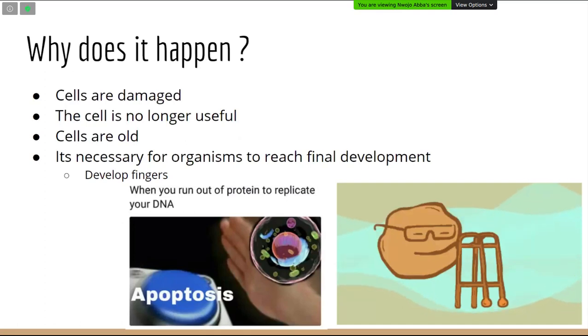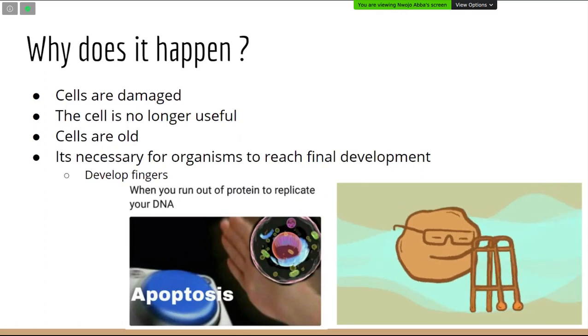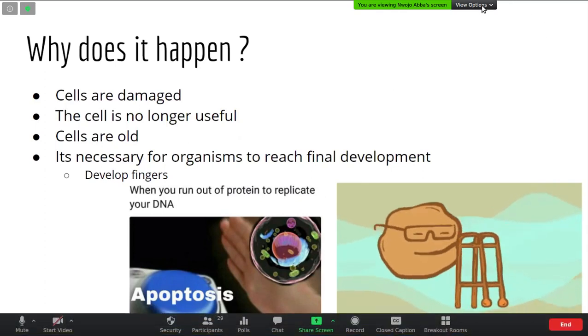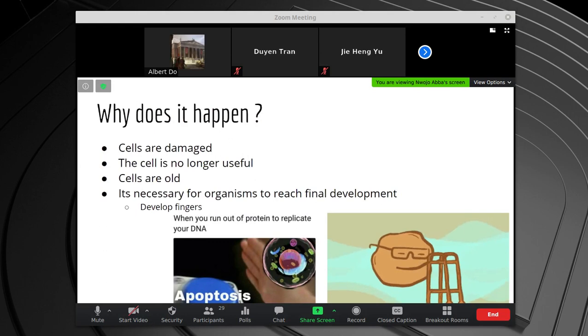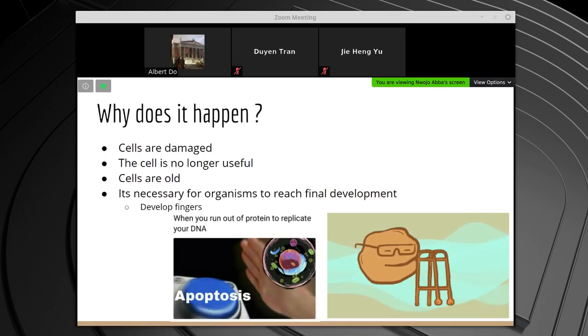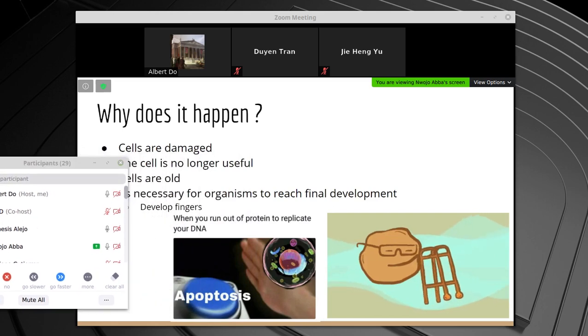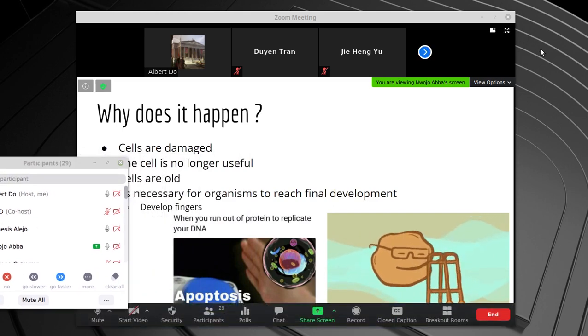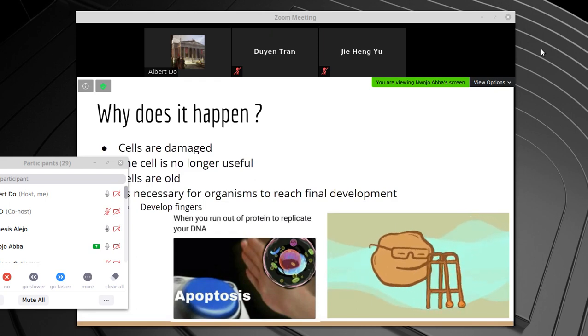Why does it happen? There are various reasons why apoptosis may occur. One is that cells can be severely damaged to the point where they cannot be repaired, so the easiest way to fix the problem is to die. There could also be that they're no longer useful, they have served their purpose, and it's time for them to leave the organism. Another factor is that cells get old and don't function properly, so when it's their time, they just die. And lastly, apoptosis plays a key role in development, such as helping develop fingers in a baby during embryonic development.